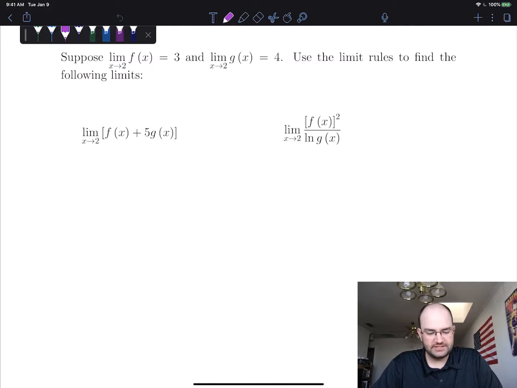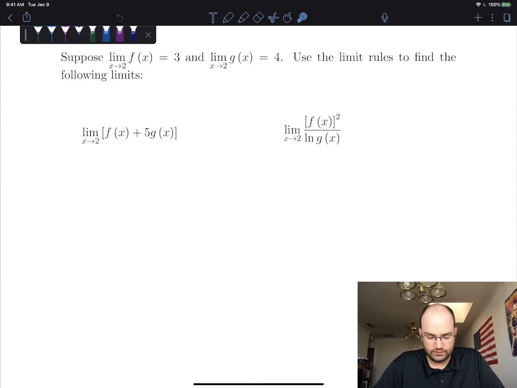Hello. In this video, we want to suppose that the limit as x approaches 2 of f of x is equal to 3, and the limit as x approaches 2 of g of x is equal to 4. Use the limit rules to find the following limits. The limit as x approaches 2 of f of x plus 5 times g of x, and also the limit as x approaches 2 of f of x squared all over the natural log of g of x.